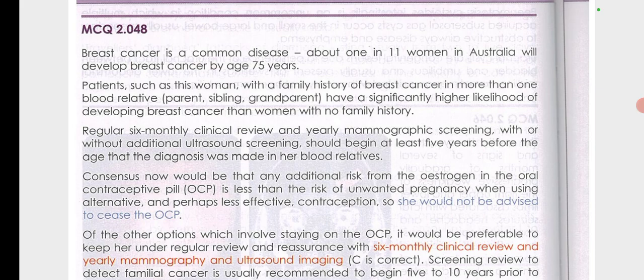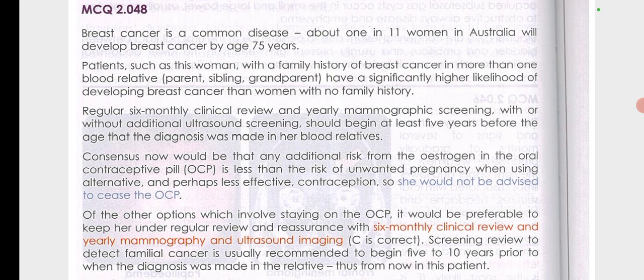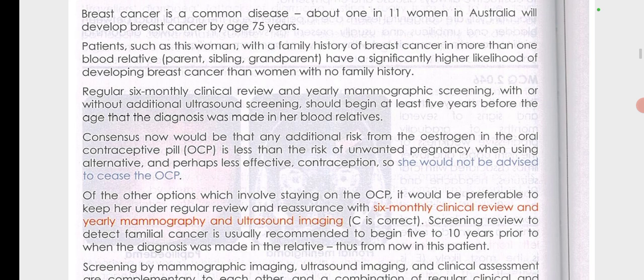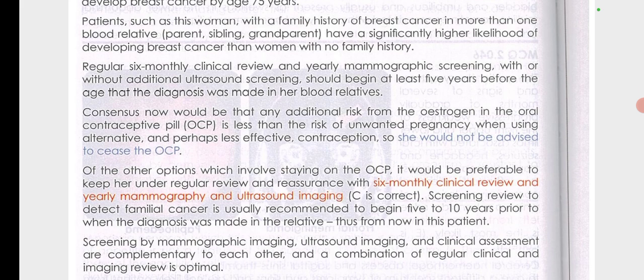Breast cancer is a common disease. About 1 in 11 women in Australia will develop breast cancer by the age of 75 years. Patients such as this woman, with a family history of breast cancer in more than one blood relative, parent, sibling, or grandparent, have a significantly higher likelihood of developing breast cancer than women with no family history. Regular 6 monthly clinical review and yearly mammographic screening with or without additional ultrasound screening should begin at least 5 years before the age of the diagnosis was made in her blood relatives.